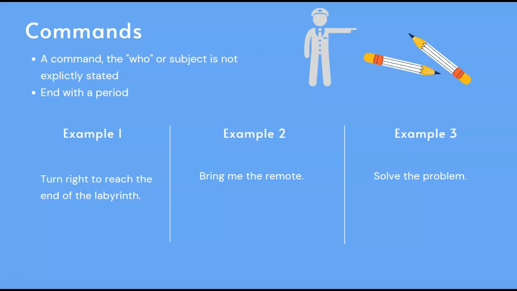Here's three examples. Turn right to reach the end of the labyrinth. So you might notice that there is no who explicitly spelled out for us, but it is part of the sentence. It's implied. I want you to do what I'm saying. Example 2, bring me the remote. Example 3, solve the problem. One way I remember commands is that they are instructions that begin with a verb.